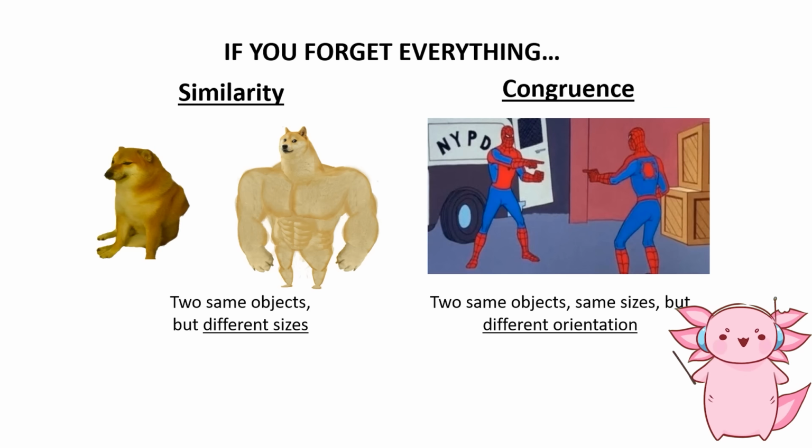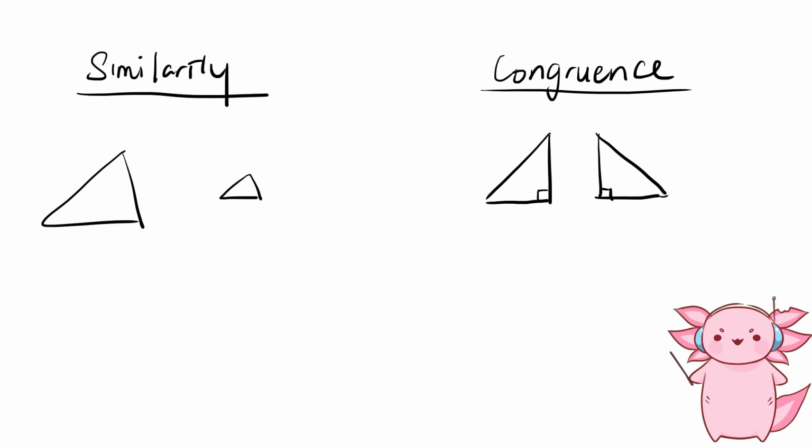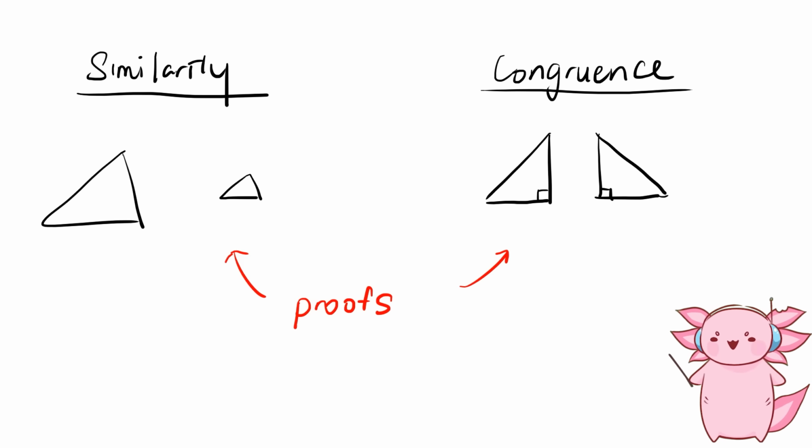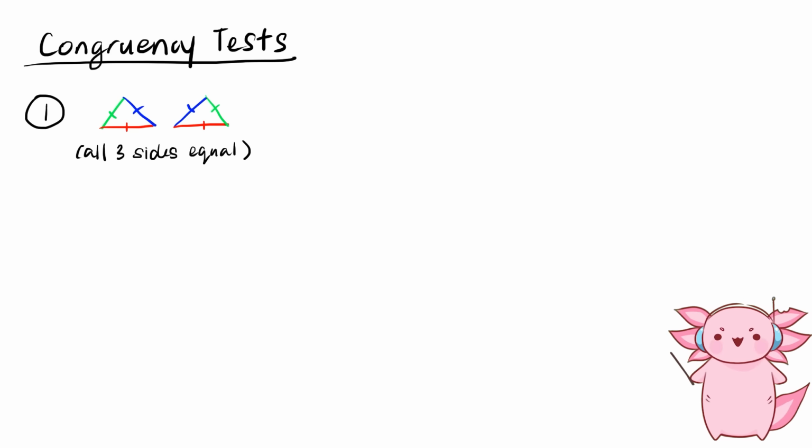Okay, if you haven't seen this meme from my Sec 2 video, go watch it now, because we're gonna prove that 2 triangles are similar or congruent. For congruency tests, the most obvious one is when all 3 sides are the same, so these 2 are congruent by the SSS congruency test.